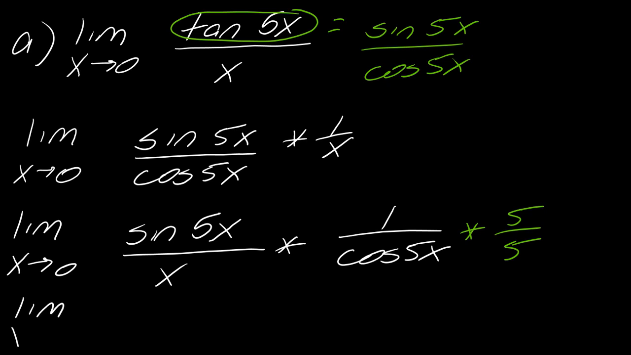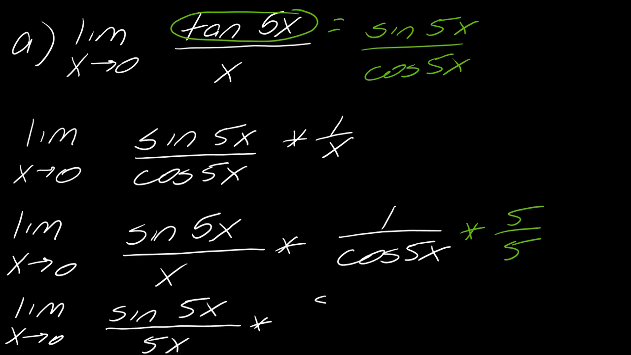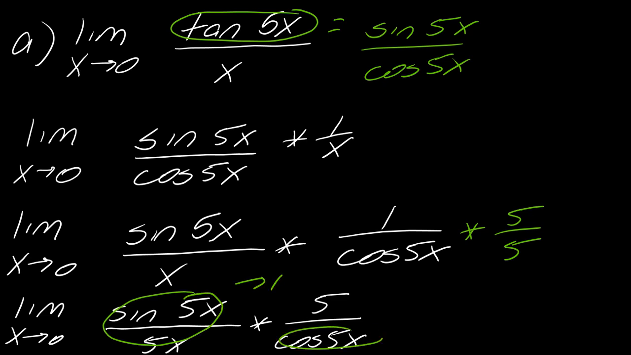So I've got the limit as x approaches 0, sine of 5x. So I want to bring this 5 now over here. So this is going to be sine of 5x over 5x. And then what am I left with? The other 5x on top and the cosine of 5x. Okay, cool. And so now this is going to go to 1, right? And then cosine of 5x, so cosine of 0 will go to 1. So this whole thing equals 5 over 1, so it's just 5.